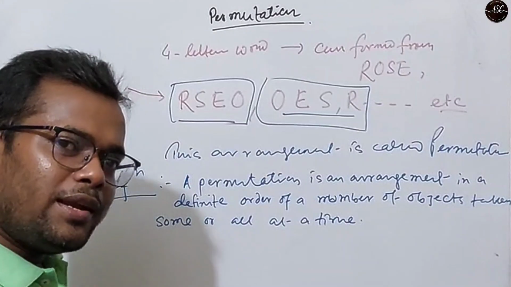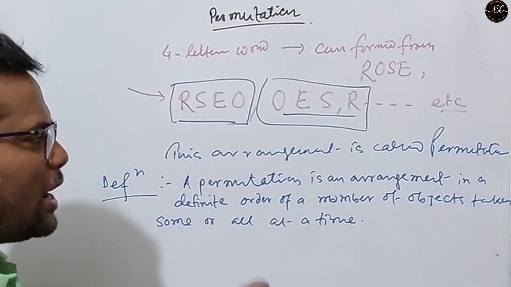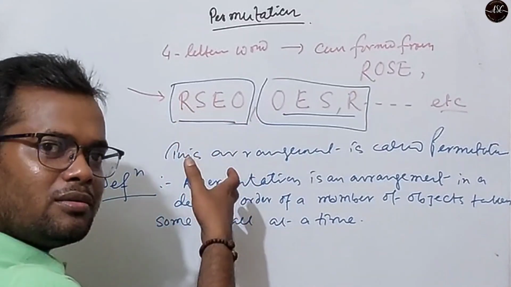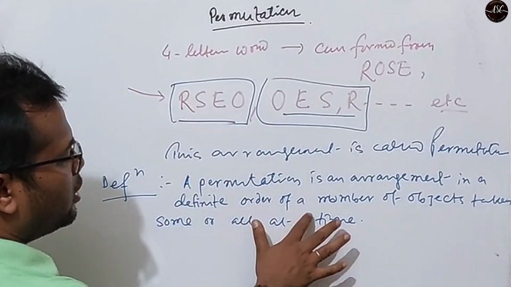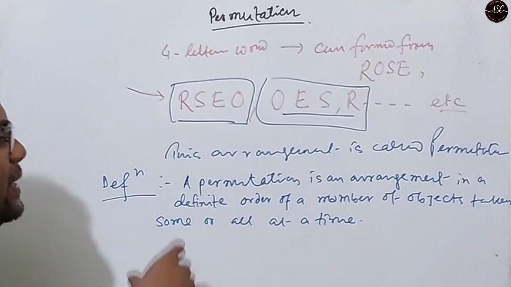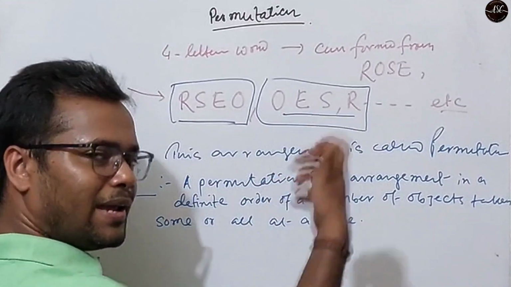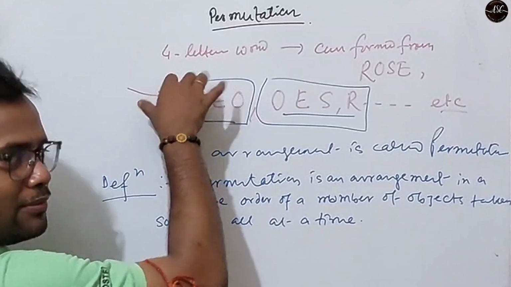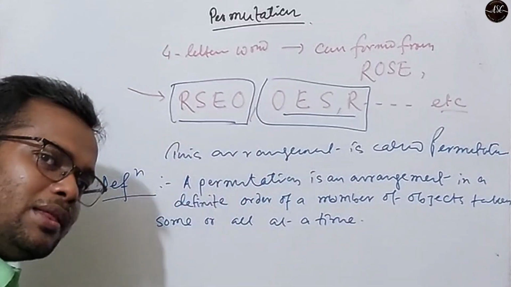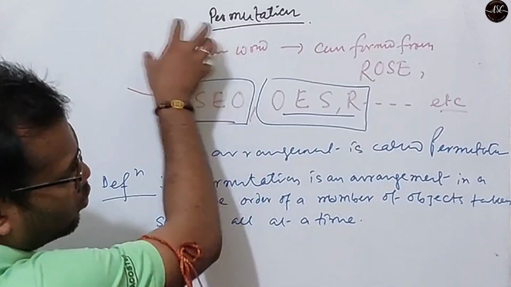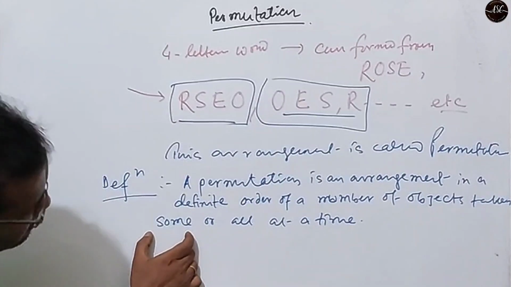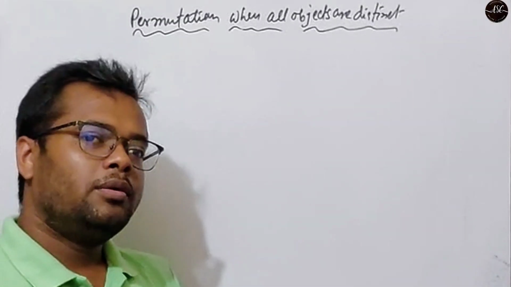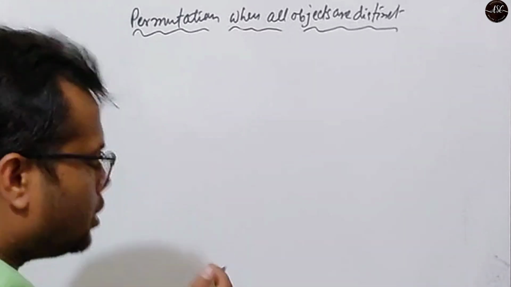In mathematics, we can express the definition of permutation. A permutation is an arrangement in a definite order of a number of objects taken some or all at a time. Here the objects are the letters. So 4 letters means there are 4 objects, and here we take all. So they can be taken some or all at a time. Clear? We will learn about permutation when all objects are distinct.